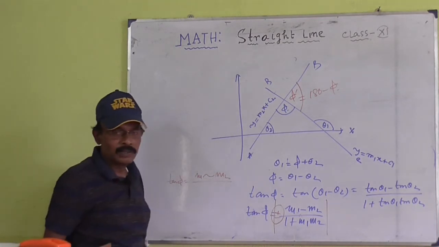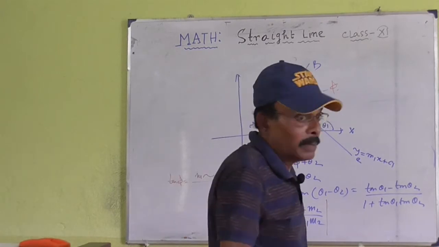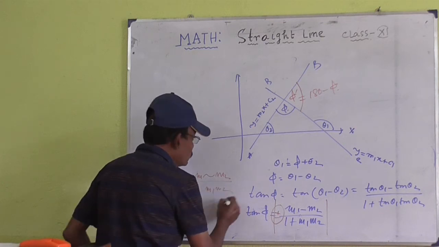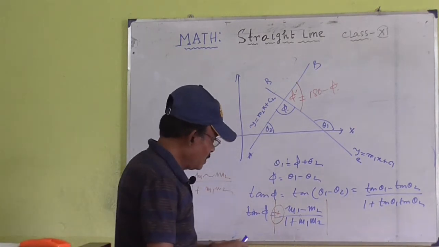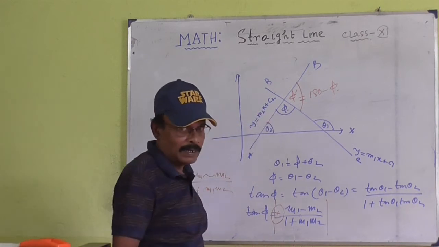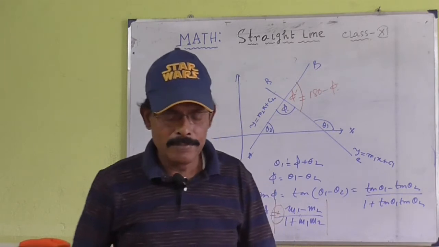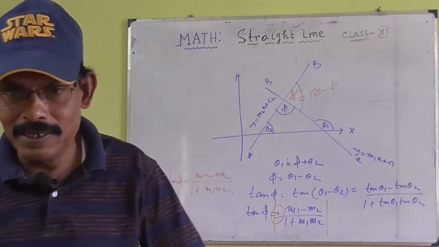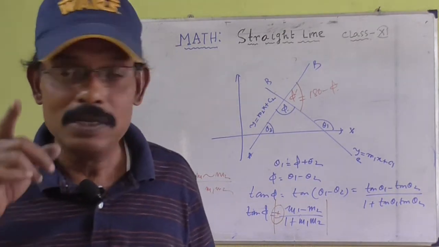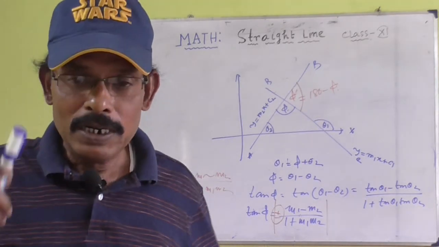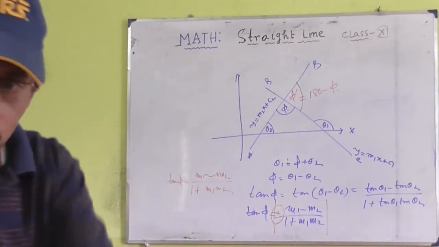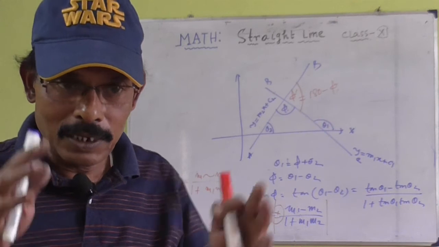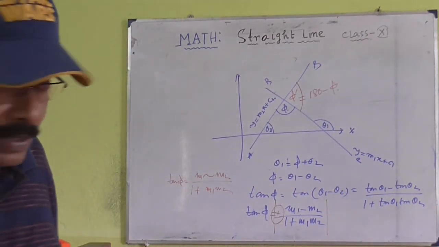Difference means 3 minus 5 or 5 minus 3, that is very clear, but the mod value remains same. tan phi equals (m1 minus m2) by 1 plus m1 m2. But if these two straight lines lie perpendicularly, the angle between these two straight lines is theta with value 90 degrees, and we know that tan 90 is undefined. So the denominator, 1 plus m1 m2, will be 0. That means tan phi is undefined.